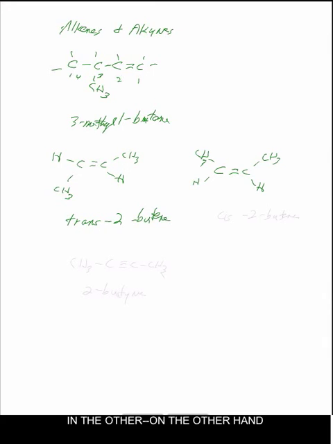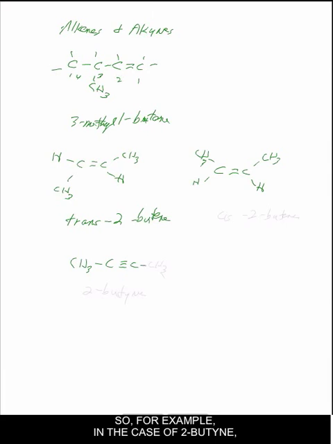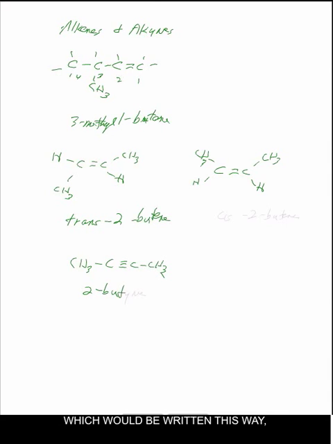On the other hand, there is no cis-trans isomerism with the triple bonded molecules, the alkynes. So, for example, in the case of 2-butyne, which would be written this way, there is no possibility of cis-trans isomerism either.